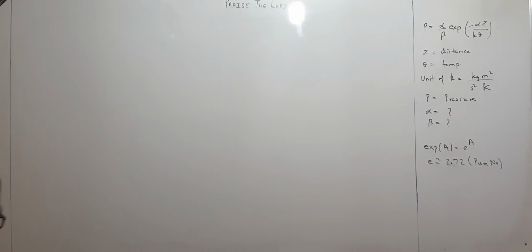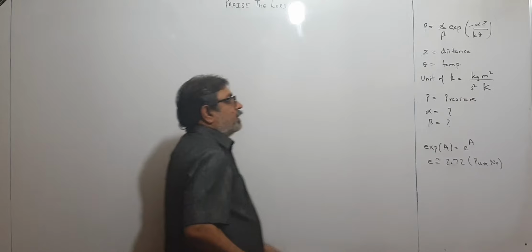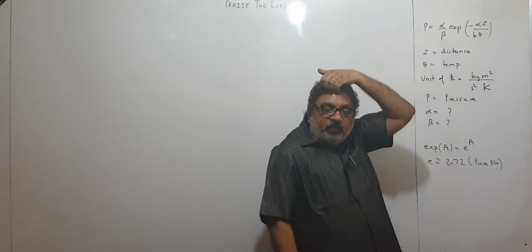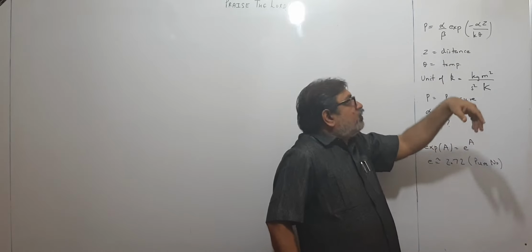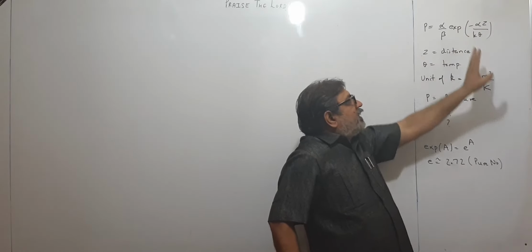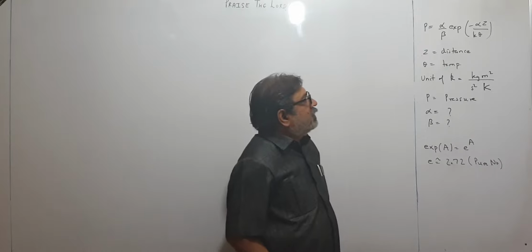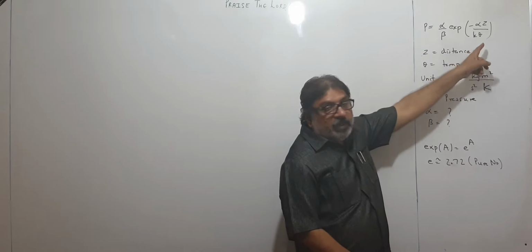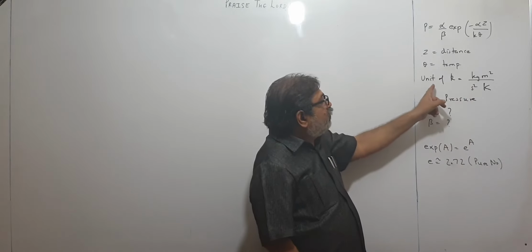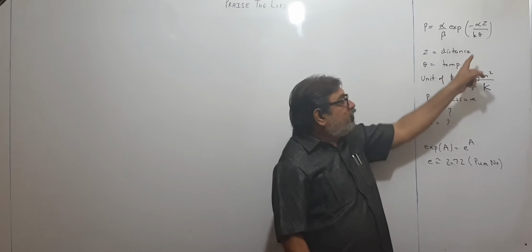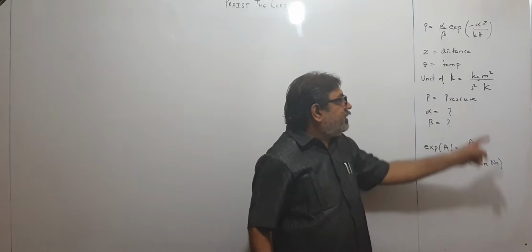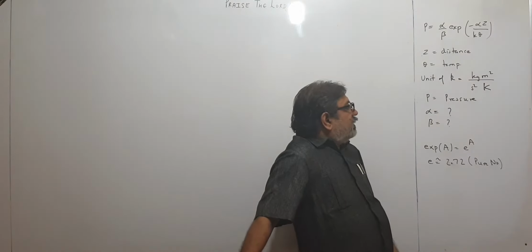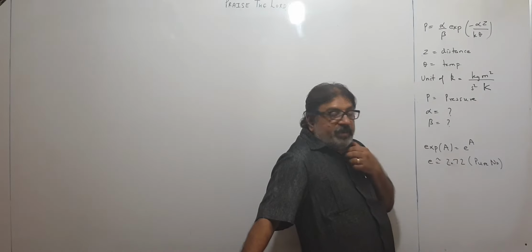See, children, an example is there. P equal to alpha upon beta, exponent, EXP means exponent. Exponent means something raised to. Minus alpha z upon k theta. Now it is told that z is distance, theta is temperature, with unit Kelvin. The unit of k is directly given to us: kg meter square upon second square Kelvin. P is pressure. They are asking what the units of alpha and beta are.